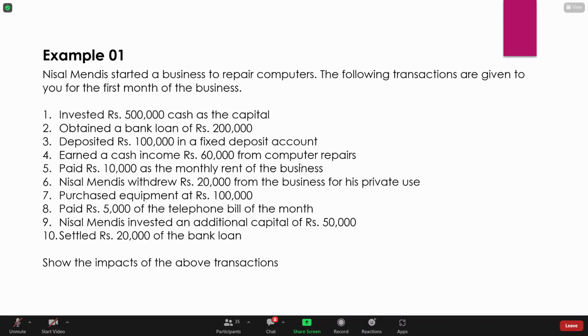And it's very important, owner and the business are two separate entities. How do we record that? Can you repeat? I hardly hear you, Dilani. Cash reduces by 20,000 and equity also decreases 20,000.